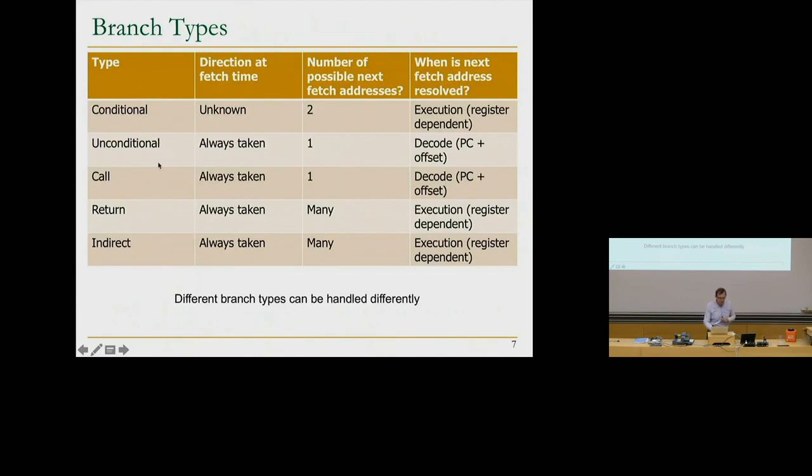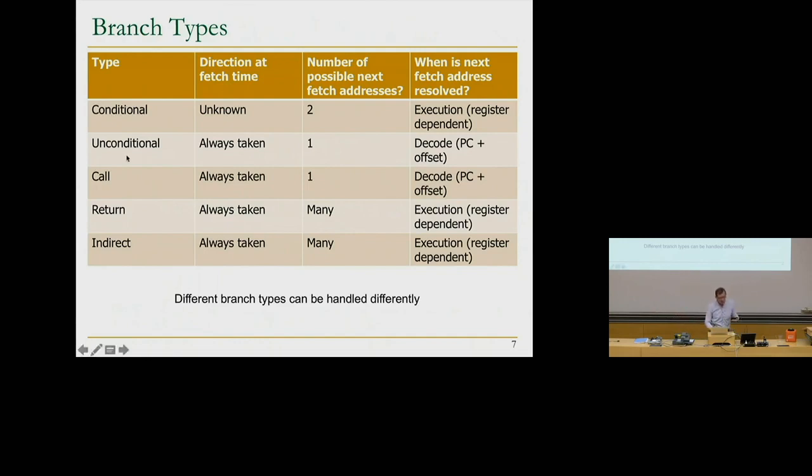These are branches, I'll call them conditional branches. When you fetch them, you don't know the direction, whether you're going to go to the next sequential instruction or the target. So there are 2 possible next fetch addresses. And the fetch address is resolved, as we've seen, after you execute the instruction, like BEQ in MIPS, branch equal. It checks the equivalence of 2 registers. And if they're equal, then you jump to the target.